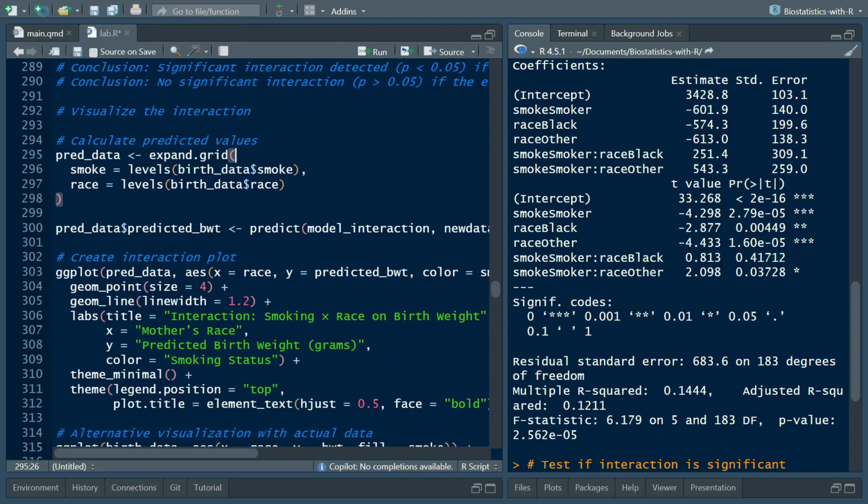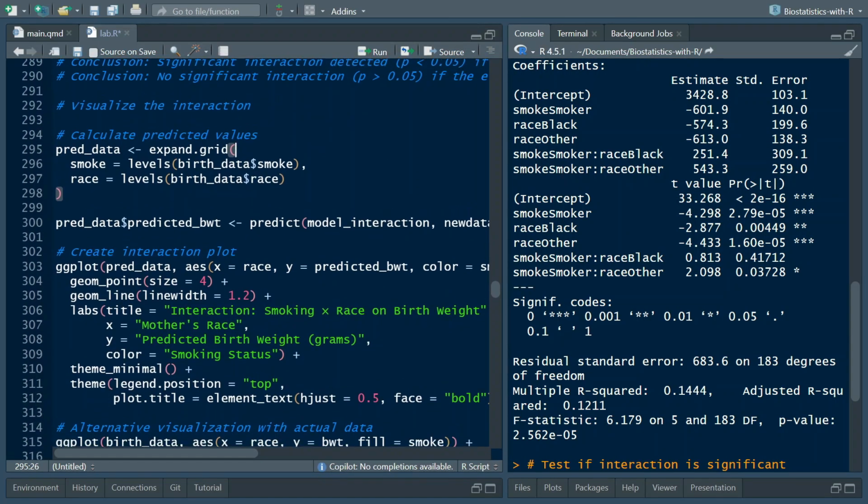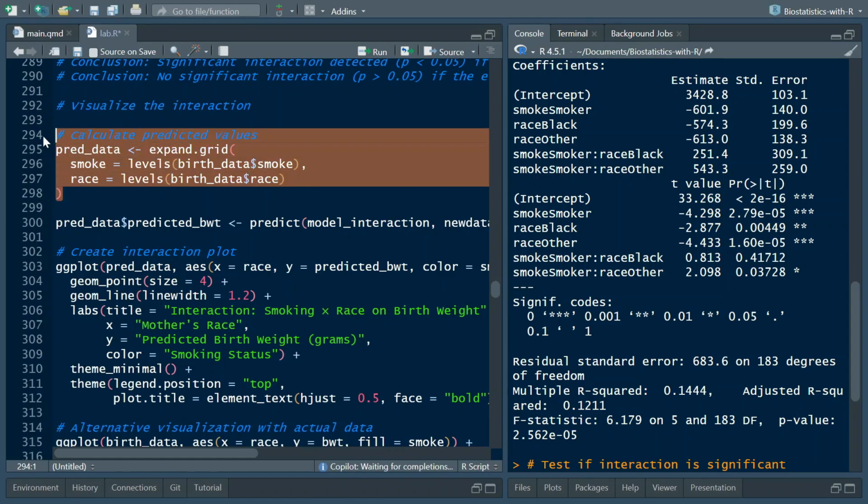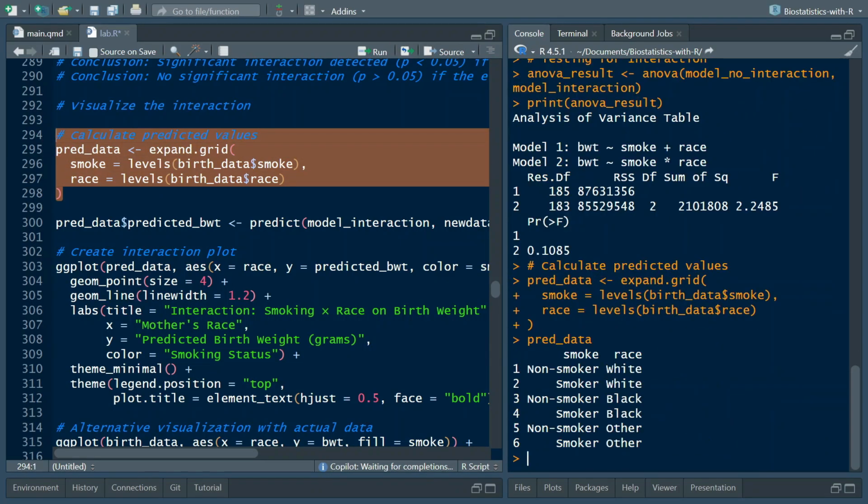So we want to visualize the interaction now. What we're going to do first is calculate predicted values. We're going to use expand.grid. We have our smoking levels and our race levels, so we're going to create a prediction data set. We have the various levels of smoking and the various levels of race: non-smoker white, smoker white, non-smoker black, smoker black, non-smoker other, smoker other.